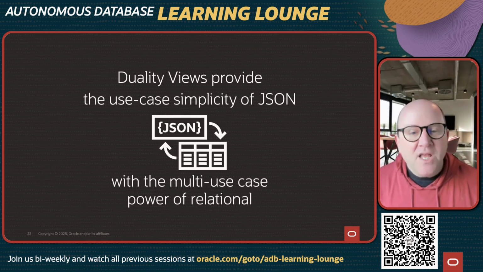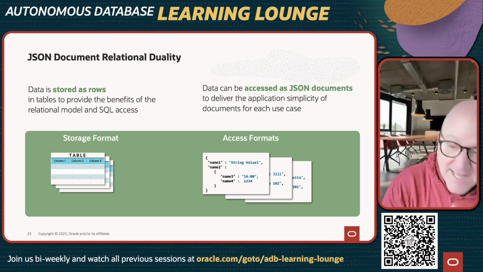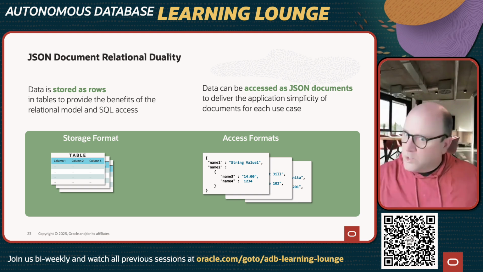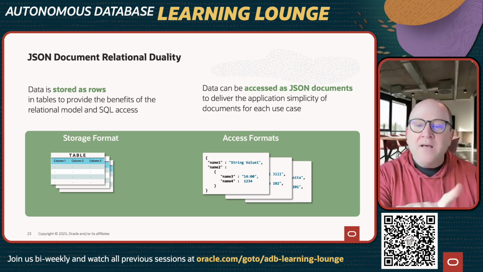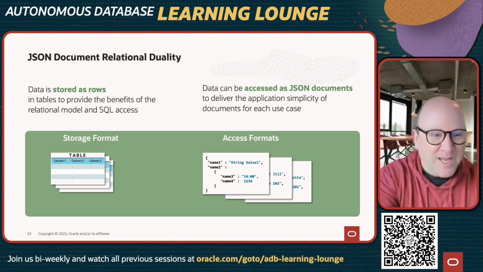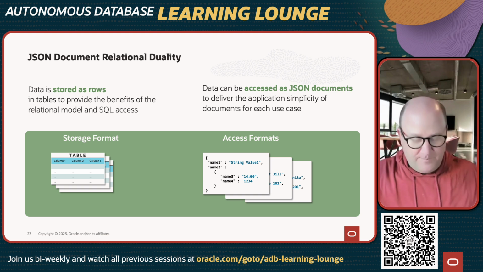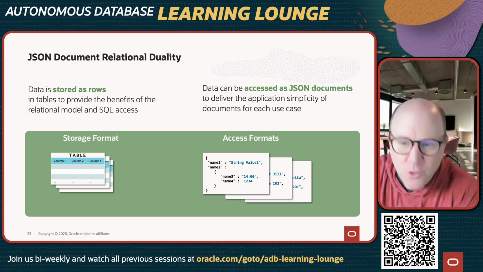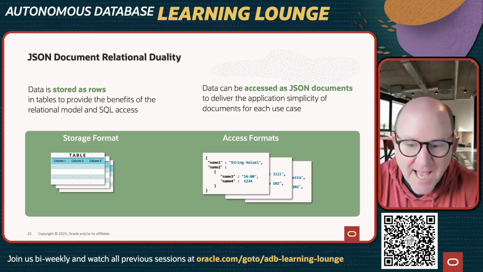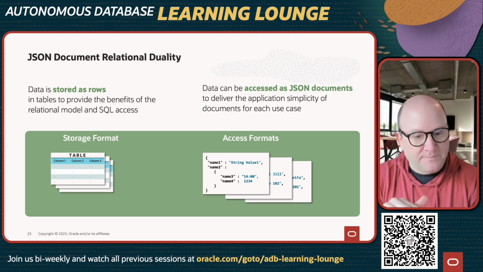It's combined. So what's really going on under the covers with JSON duality views is that the data, as opposed to being stored as a JSON collection, which you can do, is actually stored as tables. It's just plain old tables like you have in an Oracle database, but then you create a duality view on top of it. Now you can access and update those tables using a JSON store.